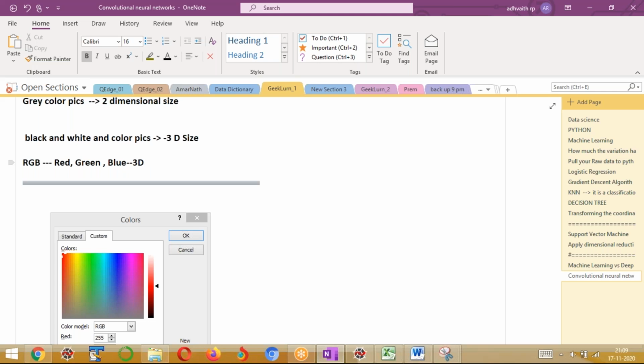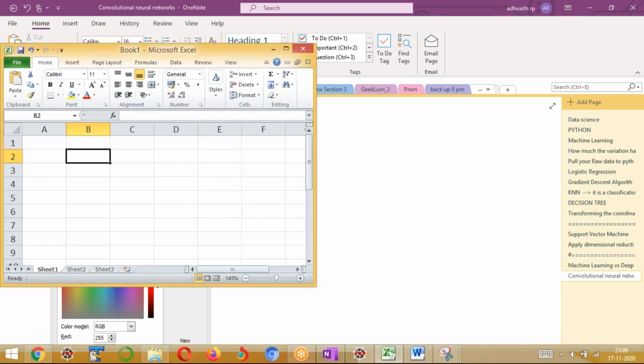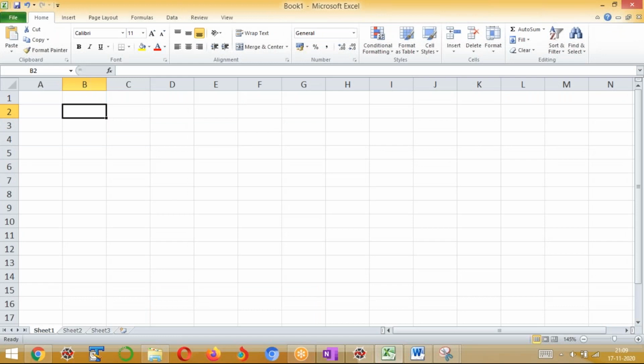Understanding? For example, when I'm talking about a black and white, gray color board, I have taken one image, and the values are like this: 0, 0, and 2, and 2.